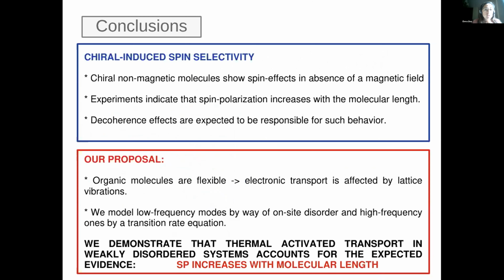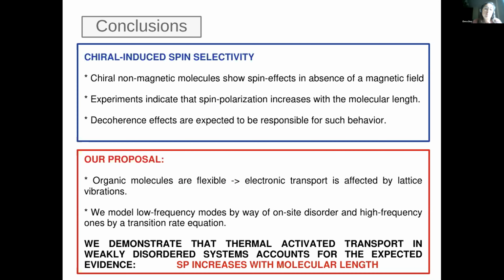With respect to chiral induced spin selectivity, just to remind you, it's a very surprising effect because it occurs with non-magnetic molecules in the absence of magnetic fields. One of the most surprising results in experiments is that spin polarization increases with the molecular length, and it seems that from the theoretical counterpart we need some kind of decoherence or scattering effects to get that tendency.